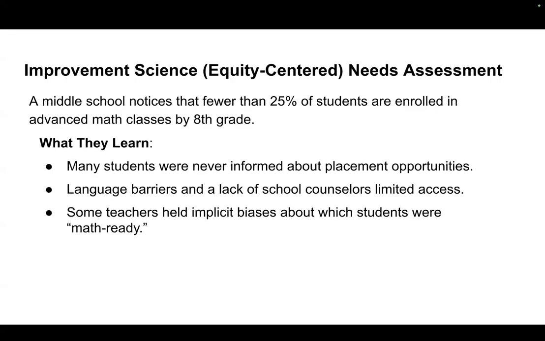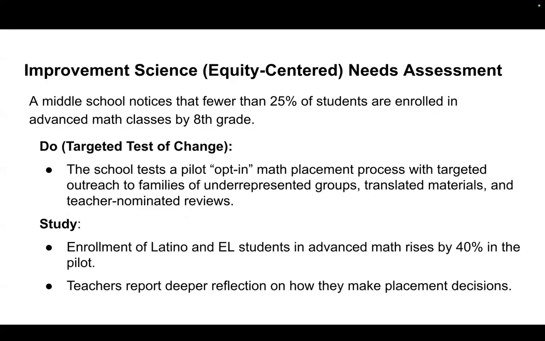What they find out is that a lot of students were never informed about the placement opportunities. If you don't know, you can't go. Language barriers and a lack of school counselors limited access. They just don't have enough counselors to get these kids in, and they don't have the language skills. They don't speak English very well. They didn't even know that they had access to it. Some teachers held implicit bias that students were not quite math ready. We're going to pick only those they believe are math ready because they maybe don't speak English, and so we need to know. This is a concern.